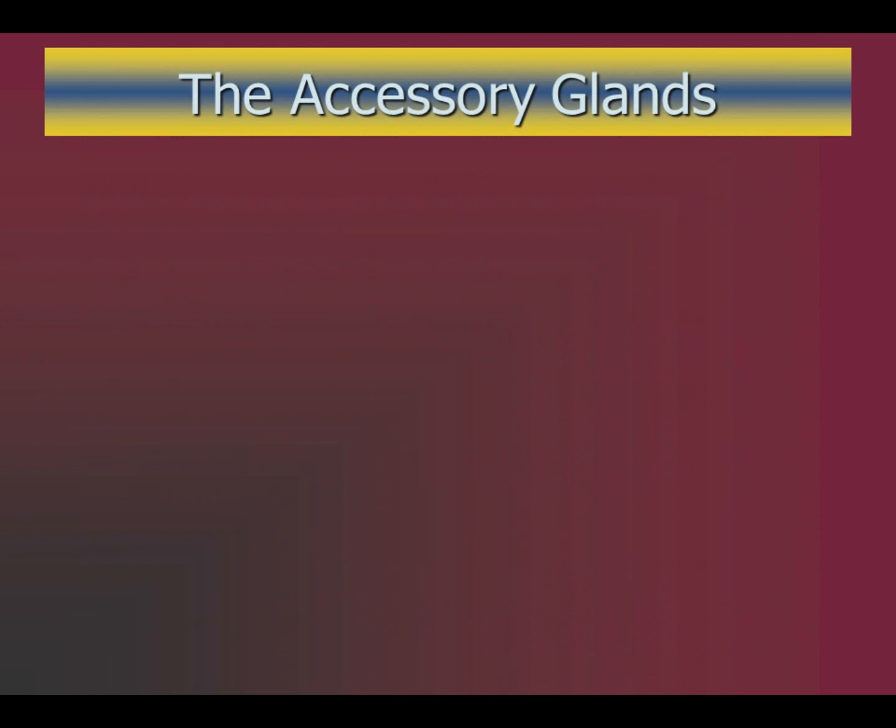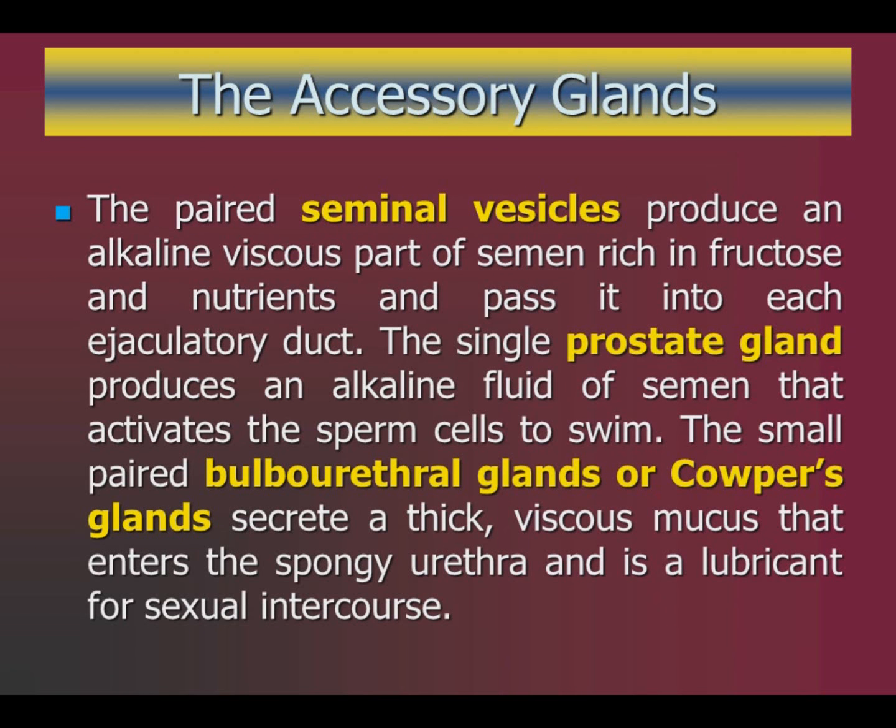The accessory glands. The accessory glands include the 2 seminal vesicles, the prostate gland, and the paired bulbourethral glands. These glands secrete the liquid portion of the semen, the sperm-containing fluid that is produced during ejaculation.